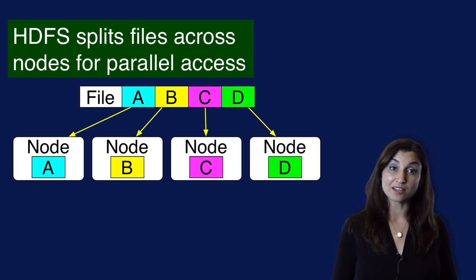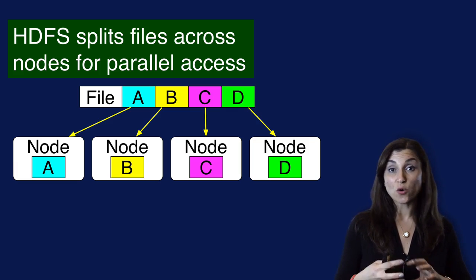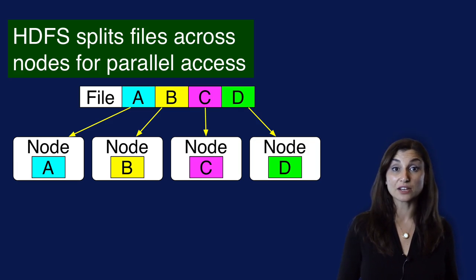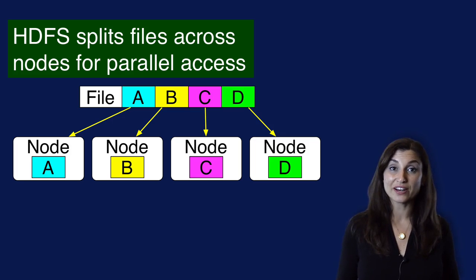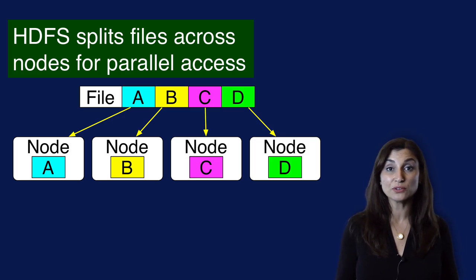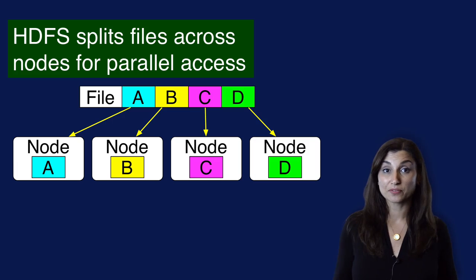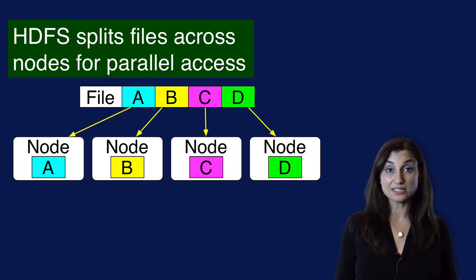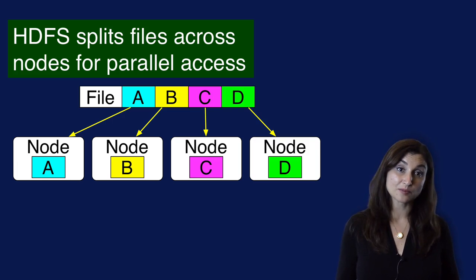HDFS achieves scalability by partitioning or splitting large files across multiple computers. This allows parallel access to very large files, since the computations run in parallel on each node where the data is stored. Typical file size is gigabytes to terabytes.